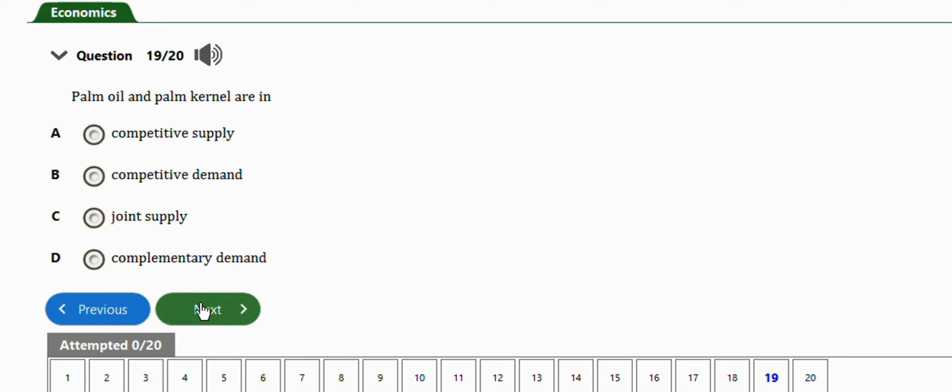Next question is this one. It says palm oil and palm kernel are in what competitive supply? We have joint supply, complementary demand. The right answer is option C, joint supply.